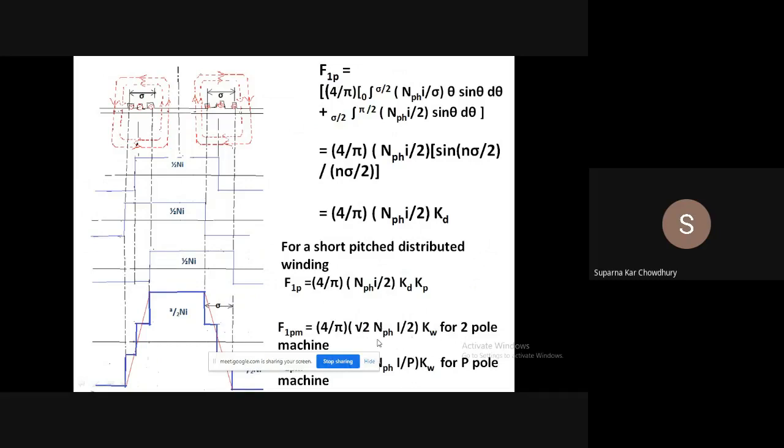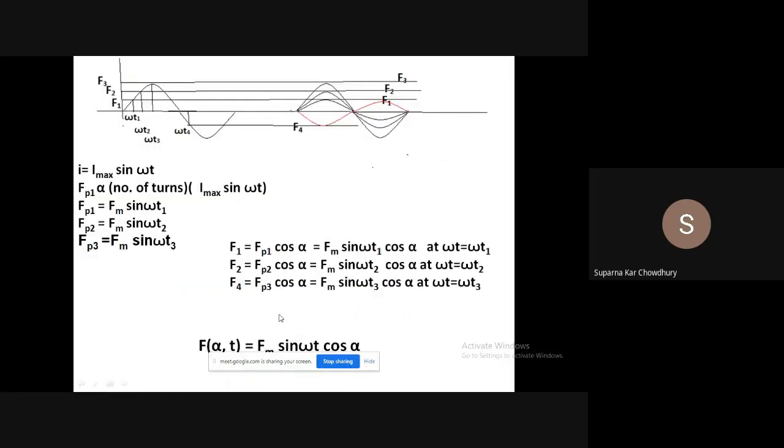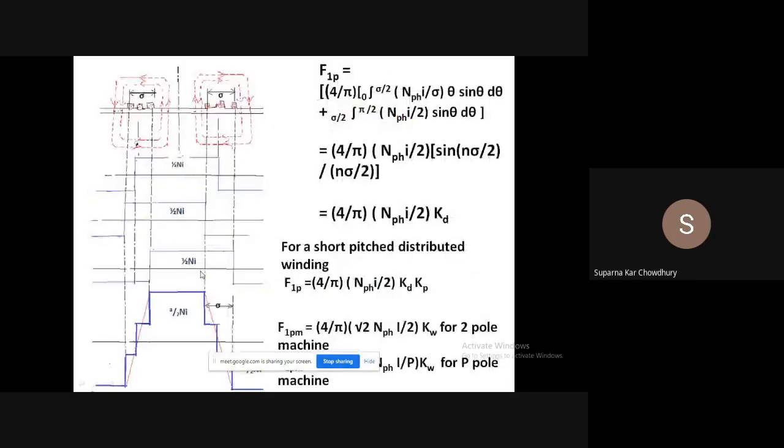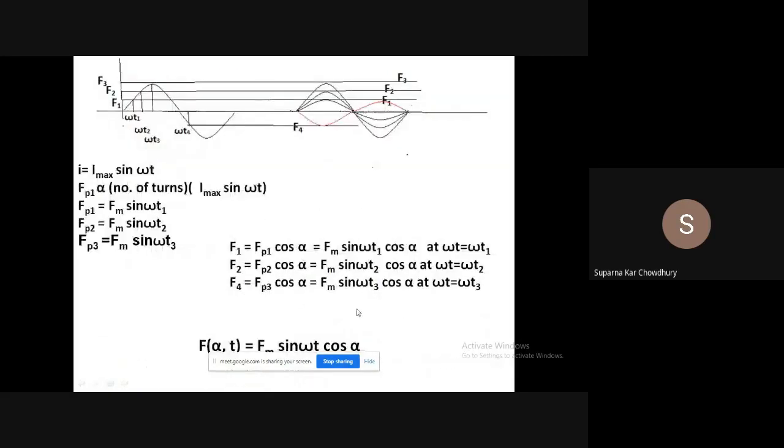Now here also you see that as this I is changing with time, this MMF will be pulsating in nature. So if we have a single phase winding, with I max say, then we will have a pulsating field.